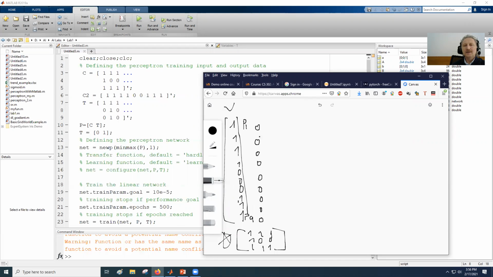We need 9 inputs, and then how many letters do we have? We have letter C and letter T. That is why we can use a single neuron, because this neuron can produce 0 or 1. If it is 0, we will understand this belongs to class C. If our neuron produces 1, we will understand it belongs to class T. And then you need to connect all these inputs to the single neuron.